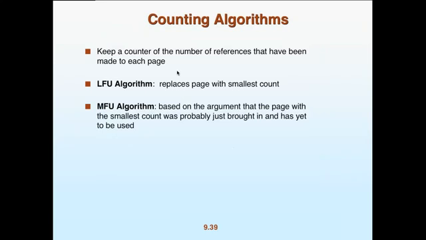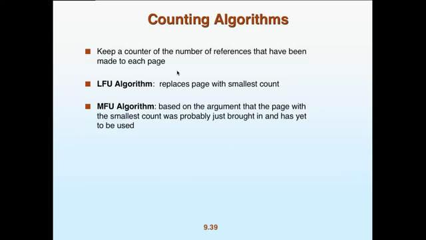Counting algorithms. So keep a counter of the number of references that have been made to each page. Could you imagine the amount of overhead associated with that? Every time you accessed something in memory, a counter was increased. So recently, you can come out with the most frequently used or the least frequently used algorithm.